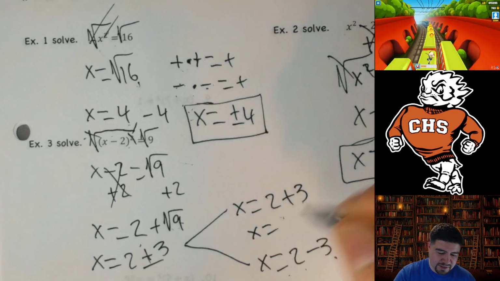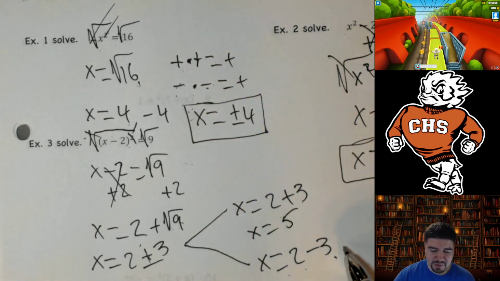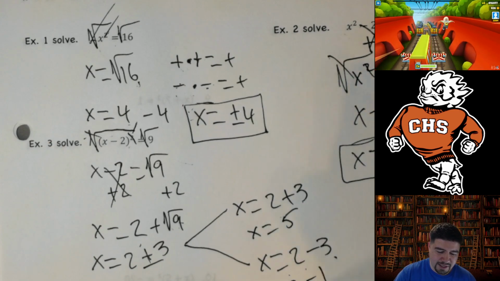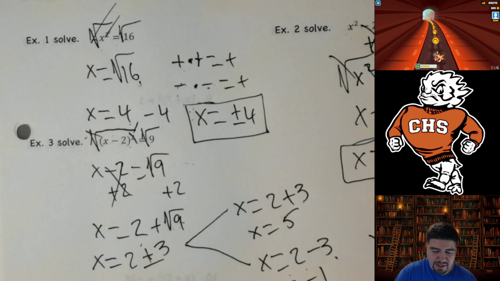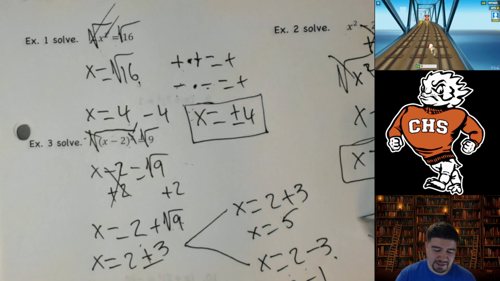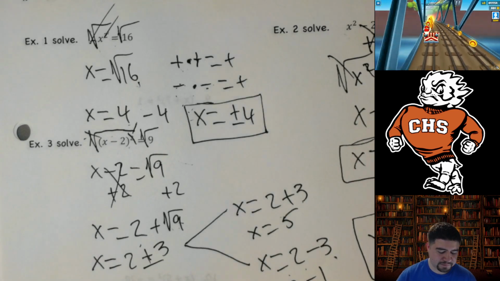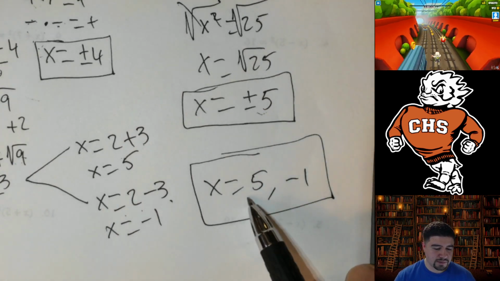So for the first one, 2 plus 3, 5. For the second one, 2 minus 3, that's going to be negative 1. So I'll write both of my answers here, x equals 5 and x equals negative 1. I'll just separate the 2 by a comma because I'm lazy. That's pretty much it. Sorry, I just realized that wasn't showing. But that's pretty much it.